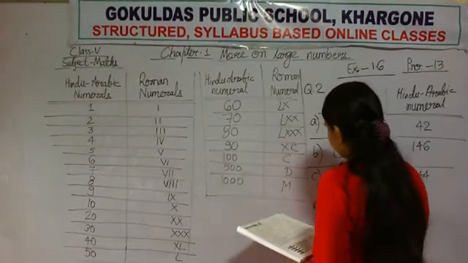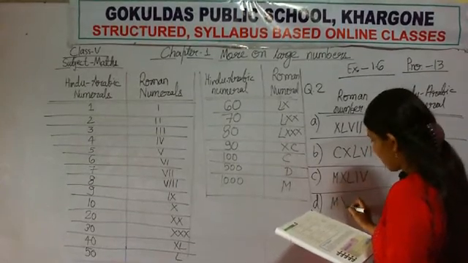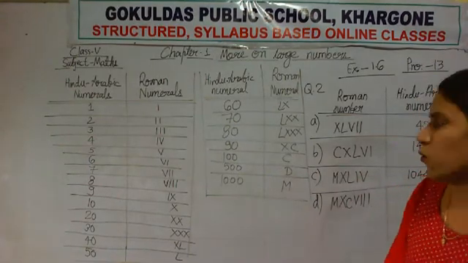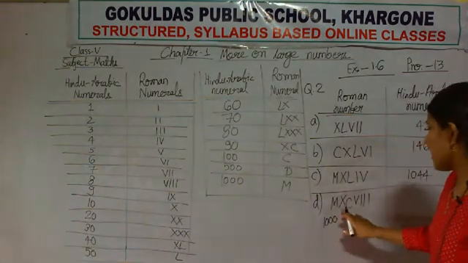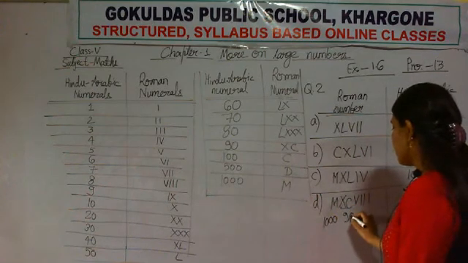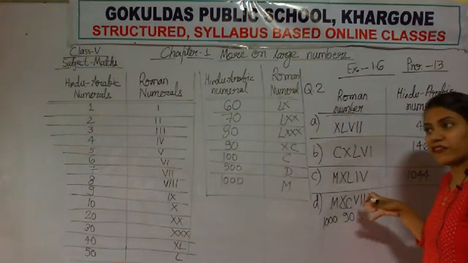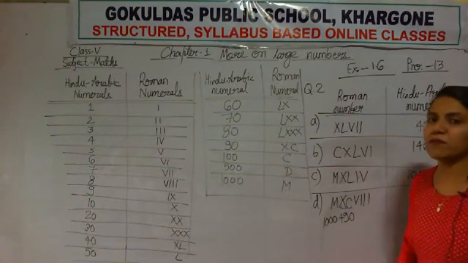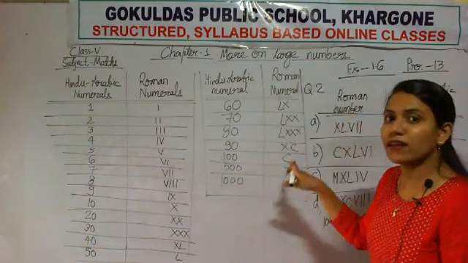Next, part D. The given Roman symbol is MXCVIII. Now, you know that M represents 1000, so I am writing 1000. XC represents 90. Now you see that 90 is smaller than 1000 and 90 is written right to the 1000. It shows addition, means if a smaller number is written right to the larger number, it shows addition in the Roman system.